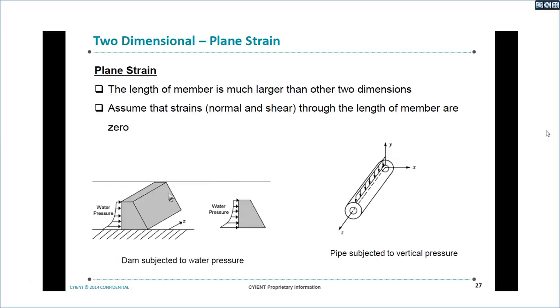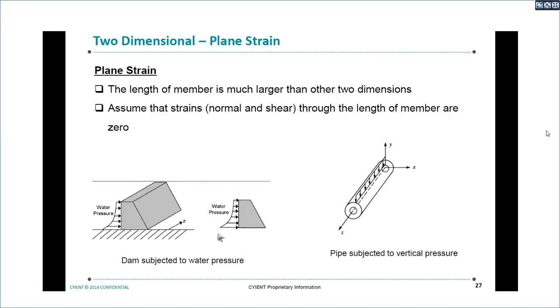Coming to plane strain, this is in contrast to the plane stress problem. Here, one of the important assumptions is that the third dimension is much larger, whereas in plane stress, the third dimension is very small. Here it is very large compared to the other two dimensions. Suppose this is an example of a dam subjected to water pressure. Here we model only this cross section. This area only we'll model, and we'll assign the length as a constant thickness to all these elements.